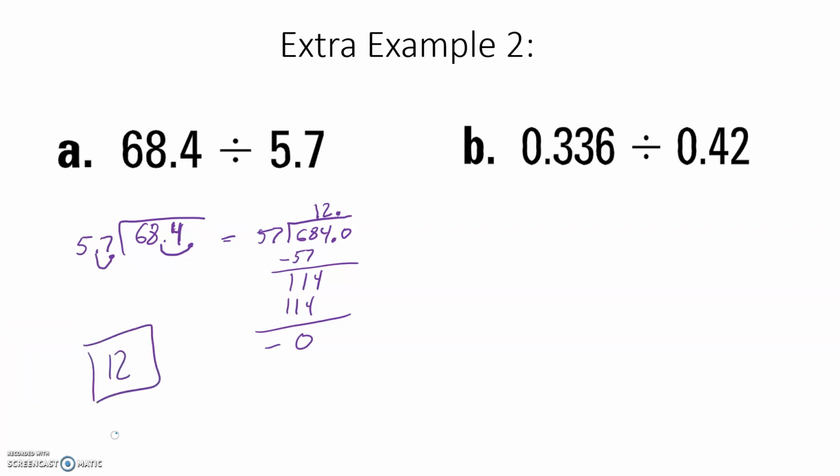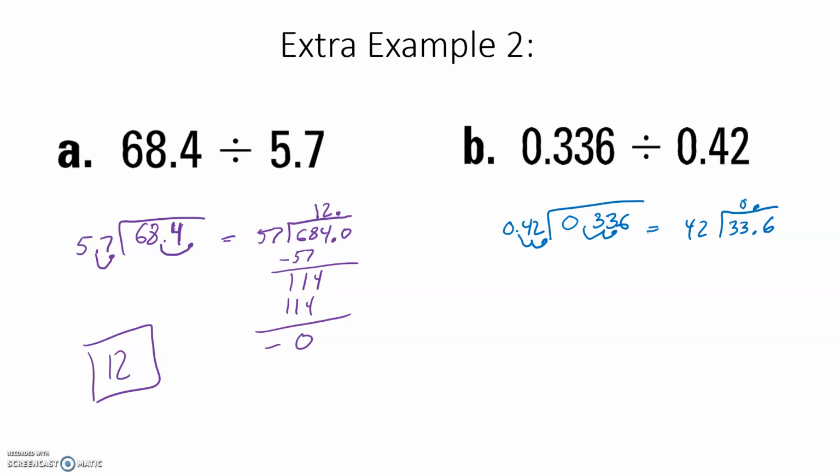All right, letter B. 336 thousandths divided by 42 hundredths. All right, so I got to multiply both sides by 100, so I'm moving the decimal spot over 2 times on both the divisor and the dividend, and that becomes 33 and 6/10 divided by 42. All right, decimal is going to go right above.